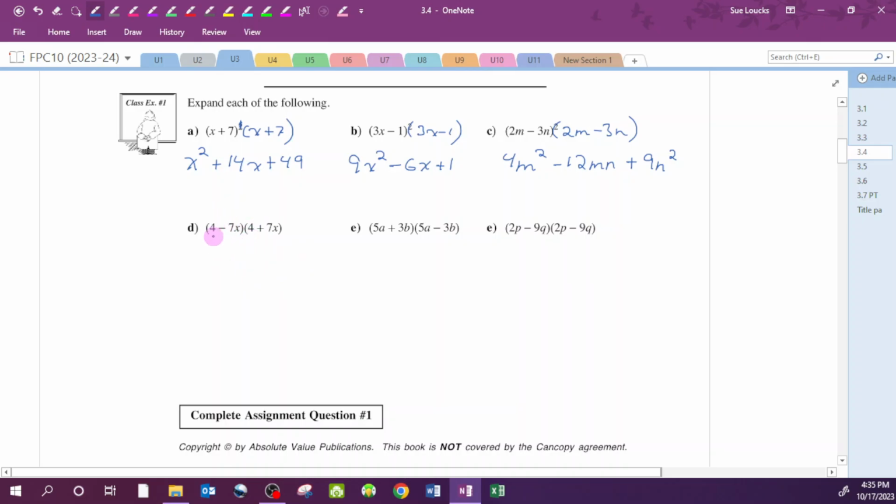This one is a difference of squares. So it's going to be the first term squared, 4 squared, minus the last term squared, which is 7x all squared. I have to square both parts of that, so it's going to be 16 minus 49x squared. Okay. This is also a difference of squares, so it's 5a squared minus 3b squared. So it's going to be 25a squared minus 9b squared.